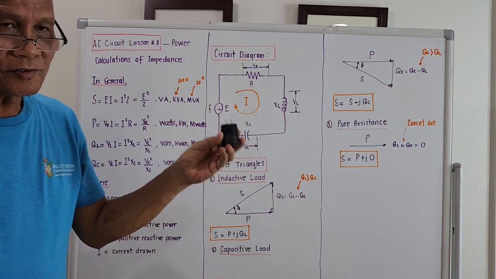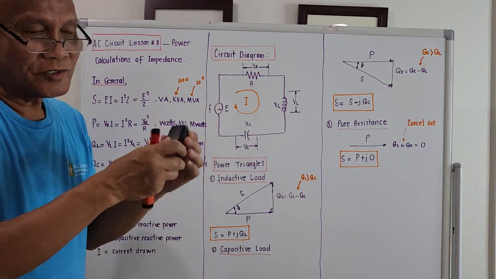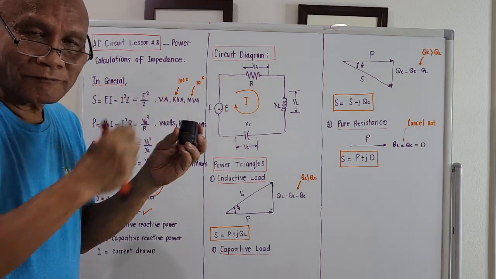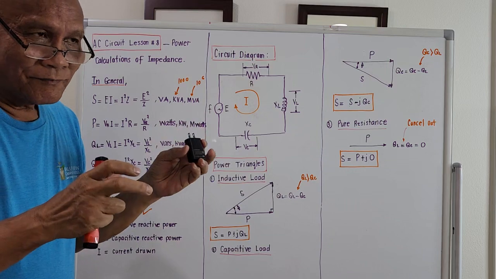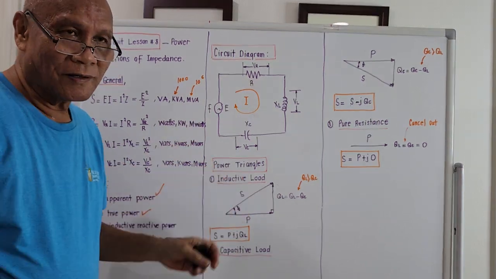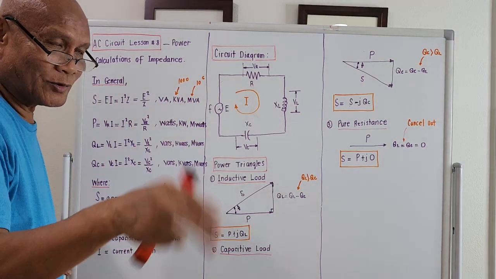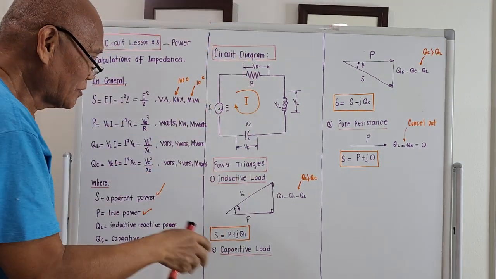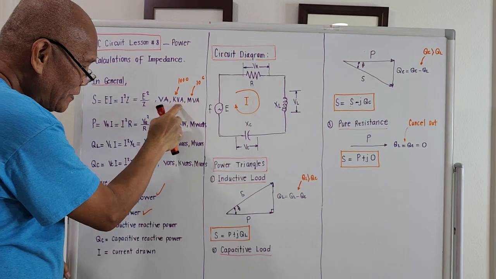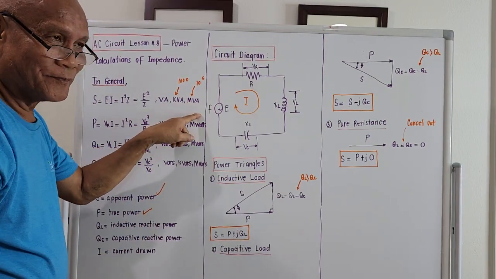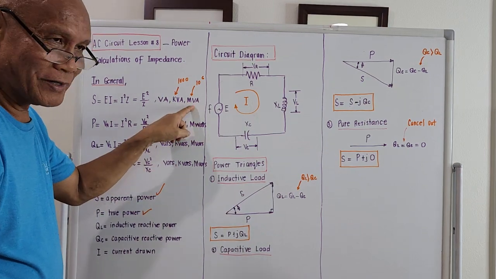This one, this is a transformer. This is just because this is a small one, it is only rated in volt-ampere. But if you got a bigger transformer, which the one you can see hanging on the post, the ratings are actually in kVA. But for this MVA here, this is very big already.